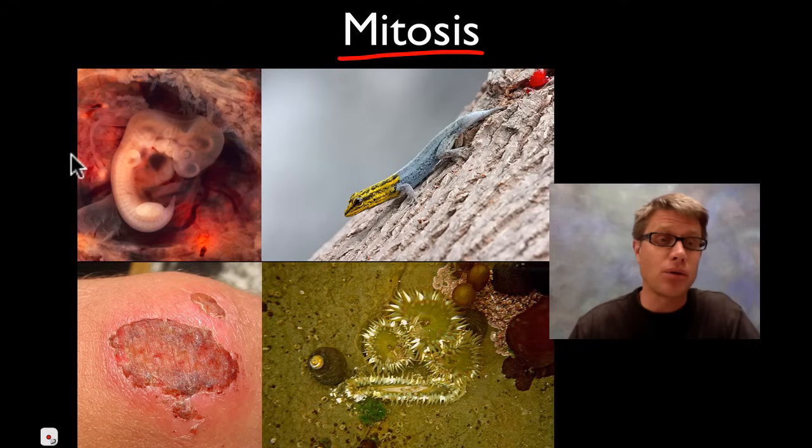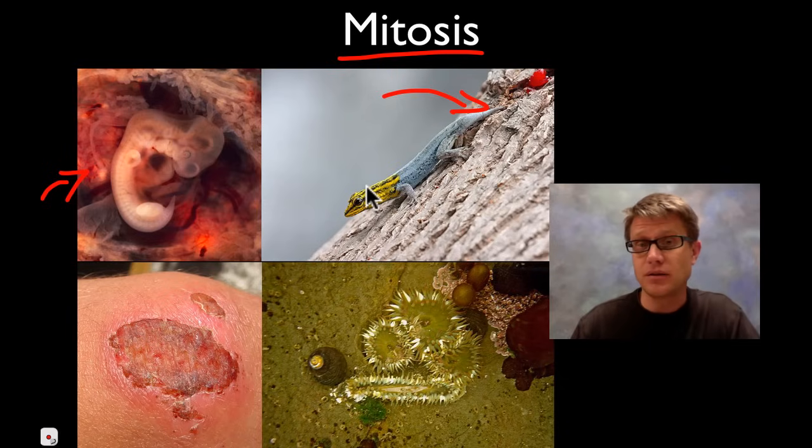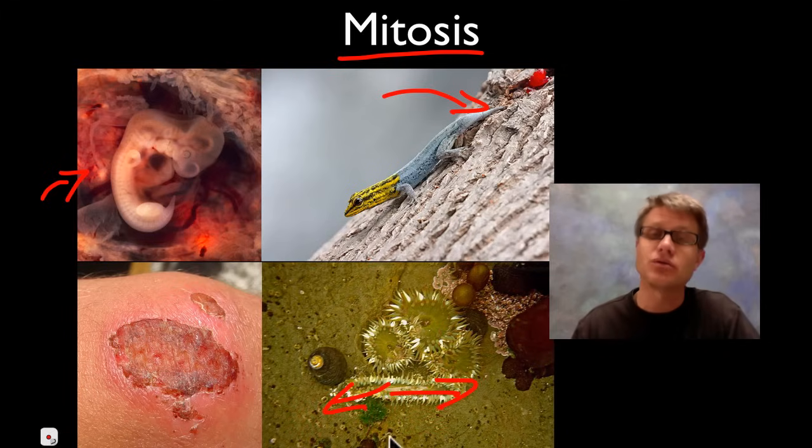Why is mitosis important? Well, when you were born, you were a tiny little zygote, and you moved from that to an embryo and a fetus and to you through a process of mitosis. And when this lizard loses its tail, it's going to regenerate a new tail using mitosis. And when this anemone divides in half through asexual reproduction, you guessed it, that's mitosis. Or when you even form a scab, that's mitosis.